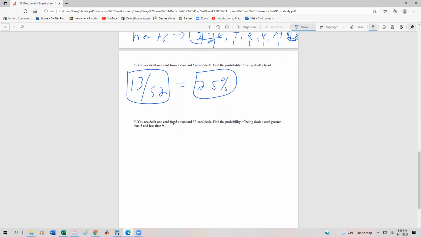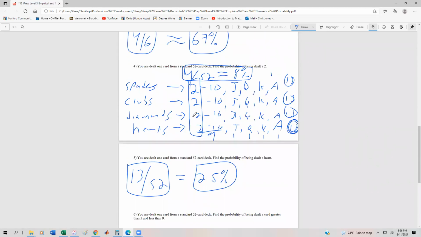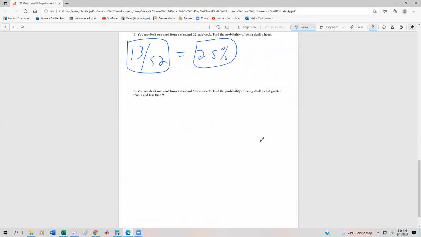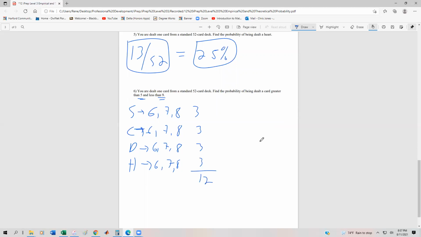The final one we have here: you are dealt 1 card from a standard 52 card deck. Find the probability of being dealt a card greater than 5 and less than 9. Again, we go back up to spades, clubs, diamonds, and hearts. The numbers greater than 5 and less than 9 are 6, 7, and 8. There's a 6, 7, 8 of spades, of clubs, of diamonds, and of hearts. That gives us 3, 3, 3, 3, or 12 total.